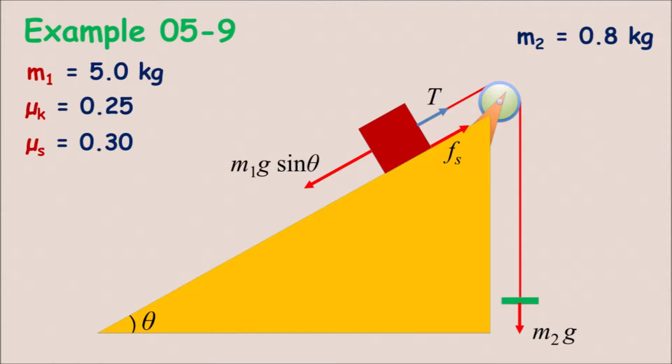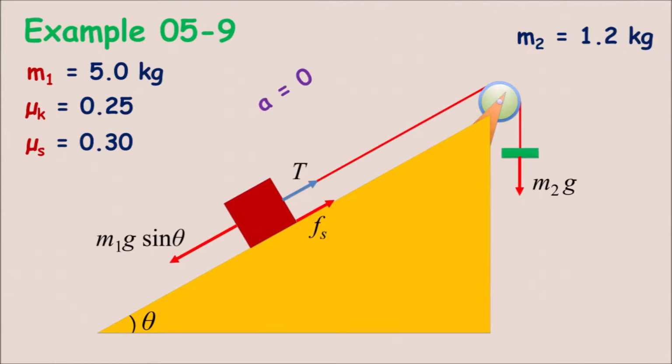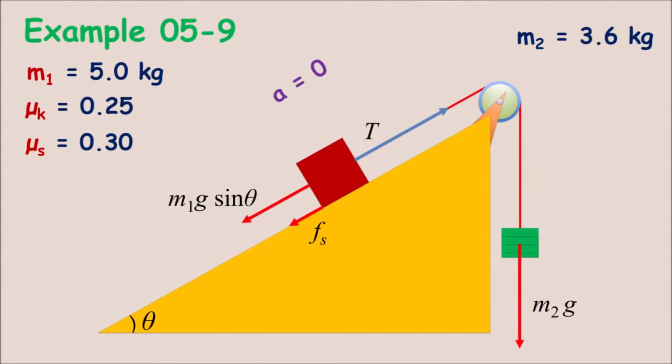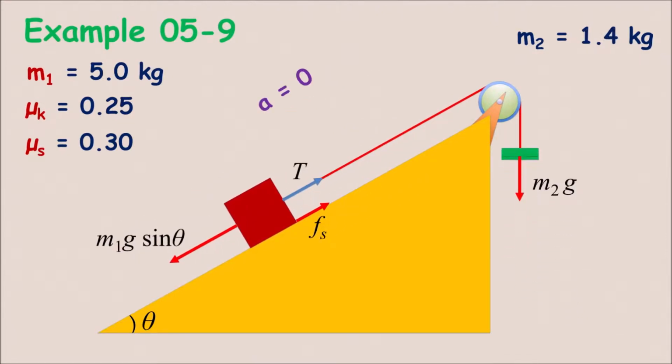So block 1 starts moving down, and as soon as it starts moving, the friction force switches from static friction to kinetic friction. Now the two block system moves according to the values of kinetic friction force and the weights. And the tension force adjusts itself to keep the two blocks moving together with the same acceleration. This animation shows how the system behaves as the mass M2 is changed over a range of values.